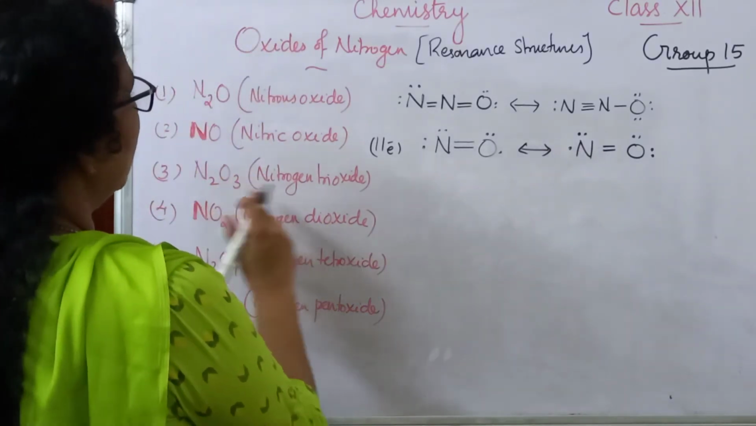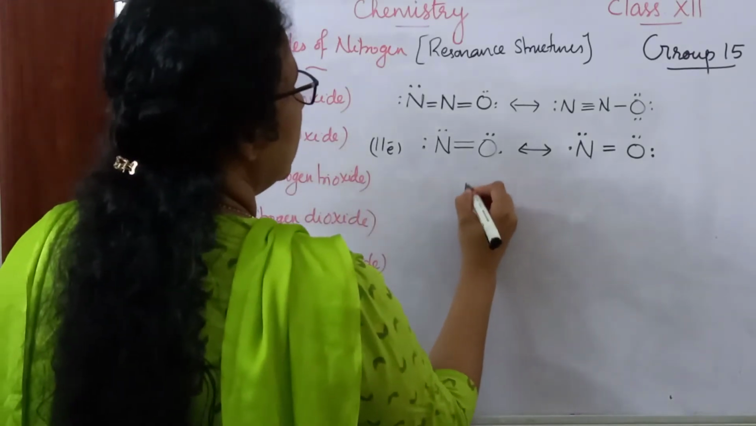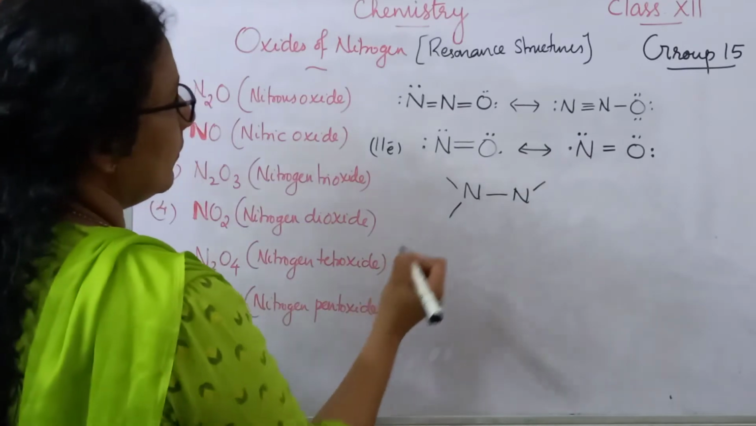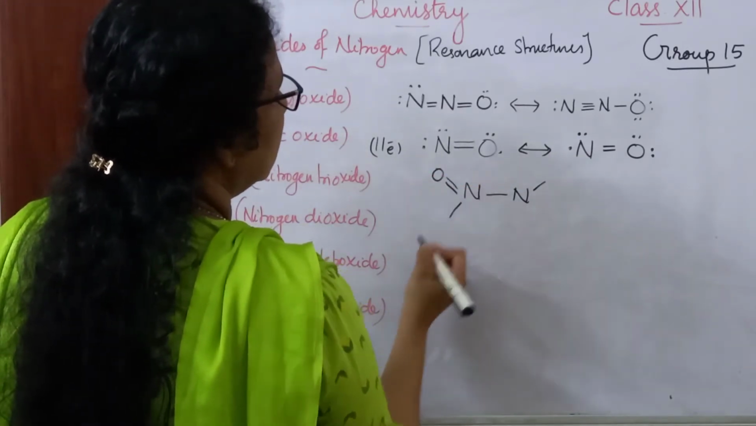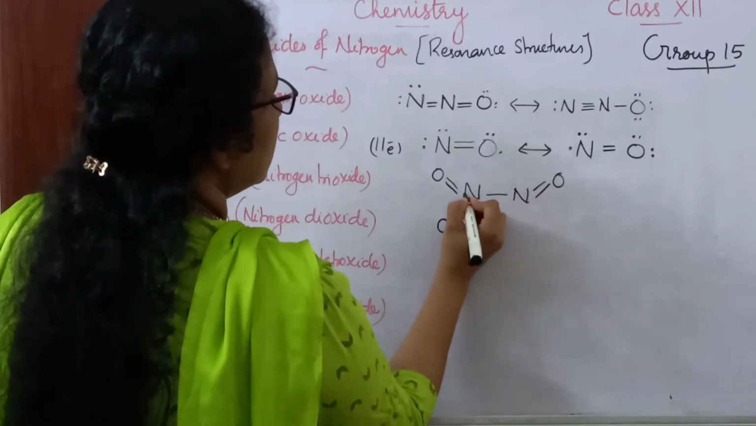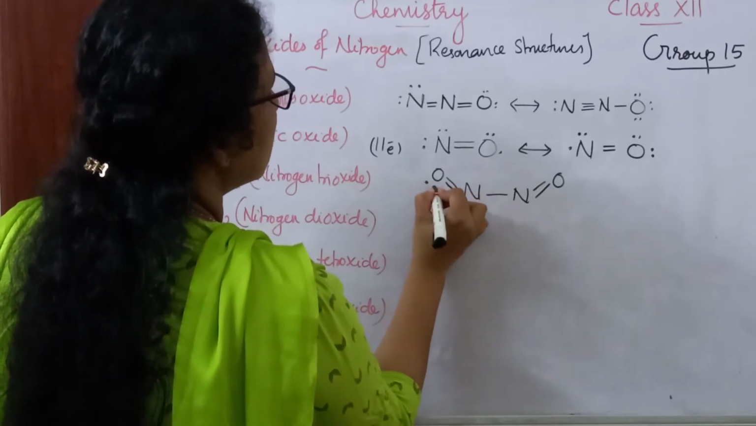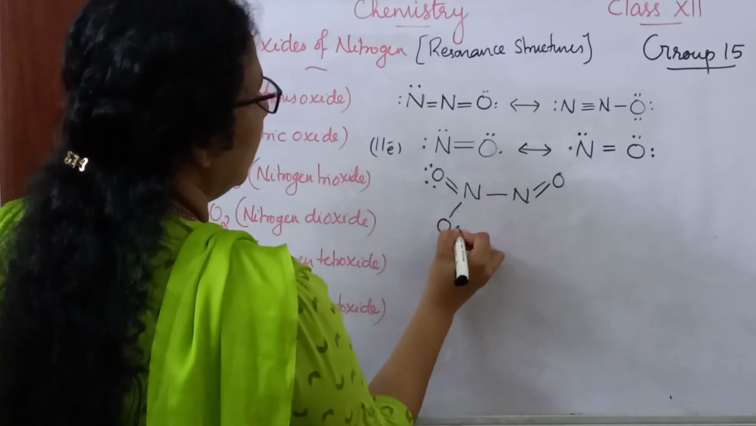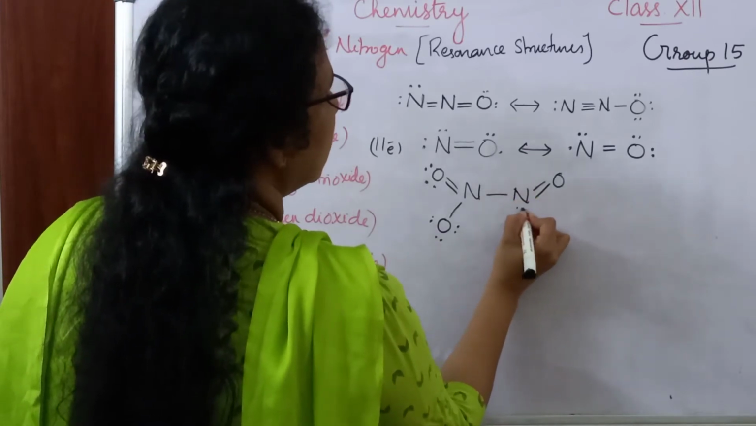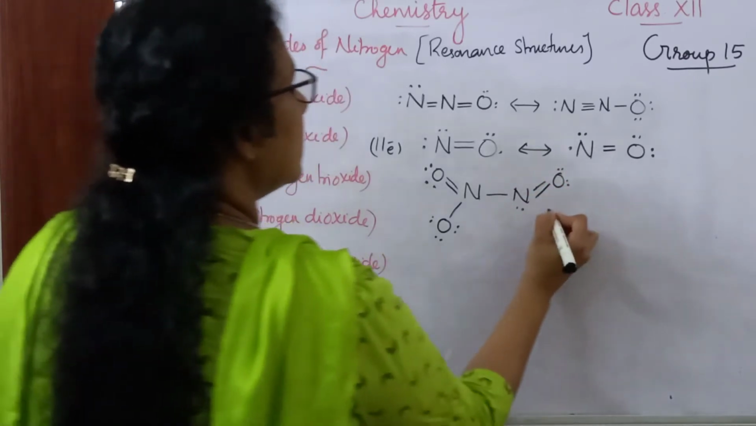Now let us see N2O3, that is nitrogen trioxide or dinitrogen trioxide, N2O3. So here there is a double bond, here it's a single bond, here also there is a double bond. So this nitrogen 2, 4, 6, 8, this oxygen 2, 4, 6, 8, here 2, 4, 6, 8. This nitrogen 2, 4, 6, 8. This oxygen 2, 4, 6, 8. So this is the first structure.